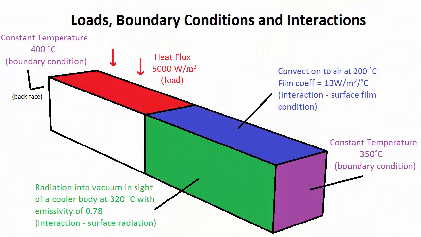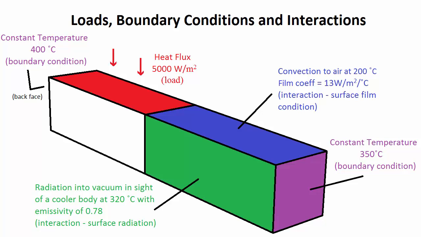The setup consists of a copper block with its two ends held at fixed temperatures of 400 degrees Celsius and 350 degrees Celsius. One half of the top surface is exposed to a heat flux of 5000 watts per meter squared, which will raise the temperature of the block.